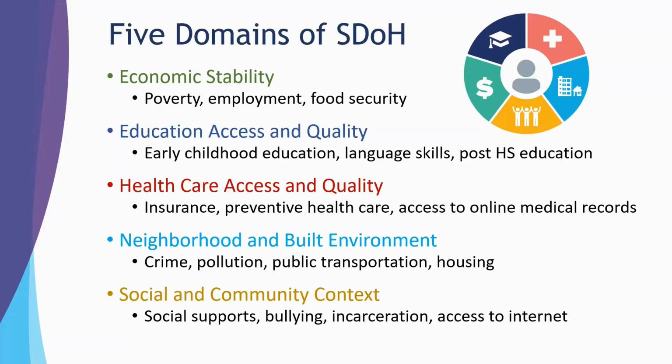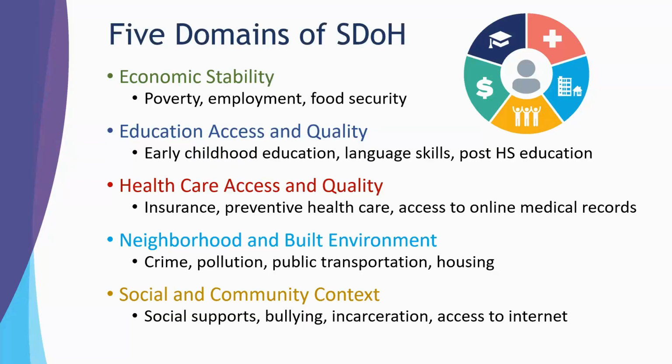Neighborhood and built environment means things like safety from violence or environmental hazards, and access to opportunities to walk and bike in your community. We've seen that interventions like adding sidewalks and bike lanes can increase safety and improve health and quality of life. Last, we have the social and community context, and this examines things like people's relationships and interactions with their family, friends, coworkers, and community members. Things like discrimination and violence can have a negative impact on health and safety throughout life.